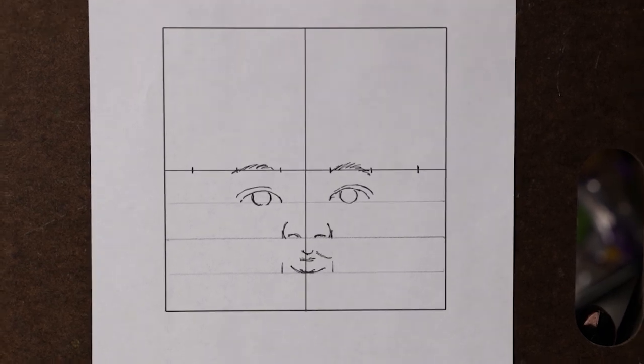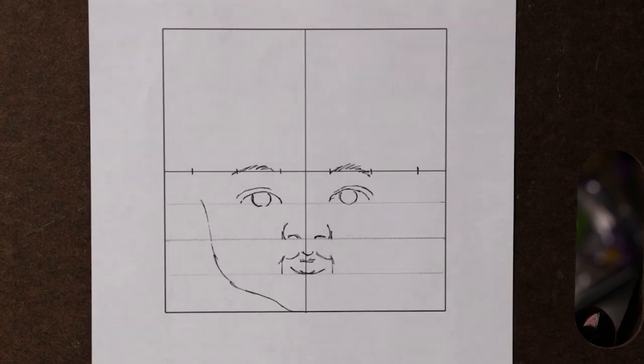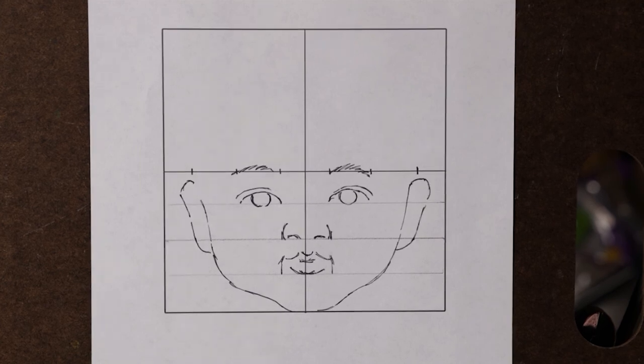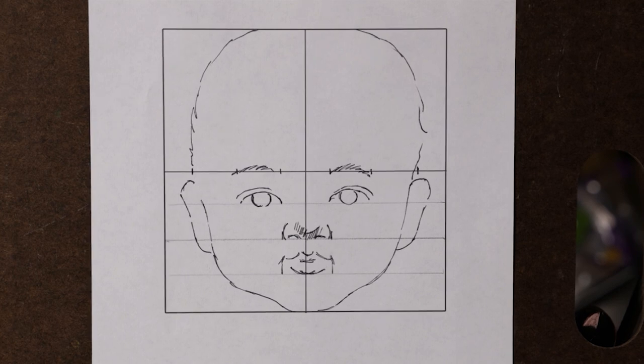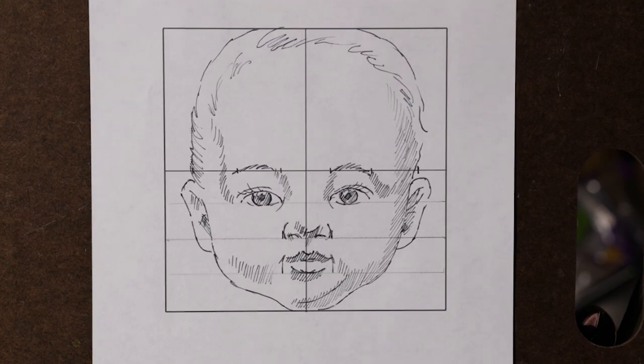And you can see where they land on the lines. The nose is in the middle of that bottom half of the big square, and the mouth is just below that. From there, you can add the rest of the head, making the ears fall just below the bottom of the nose, and fill in the details as you go. You can add shading, whatever you'd like to do, but you'll notice instantly how the proportions look like that of a baby.